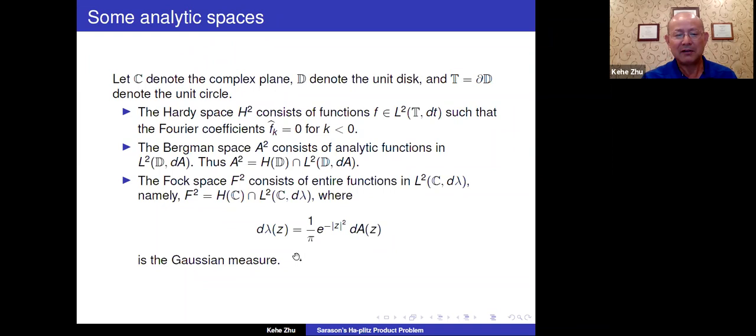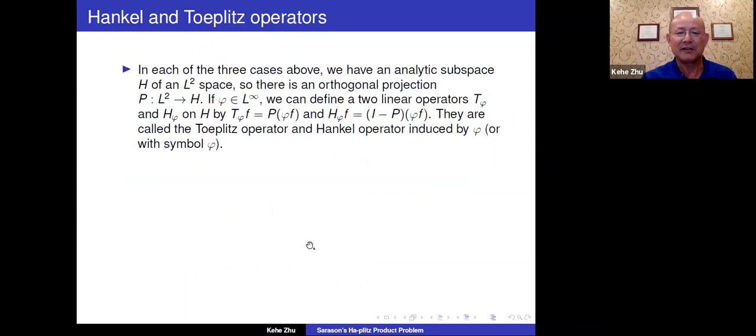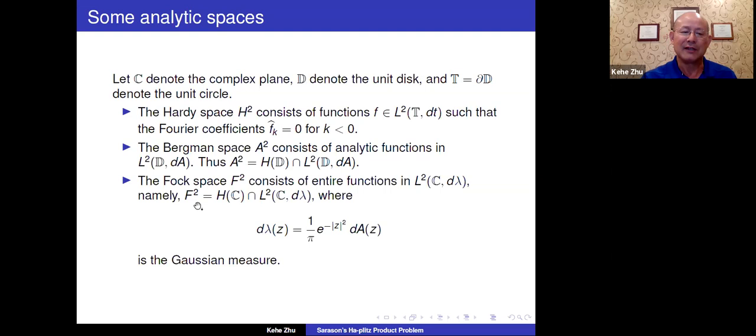It's a very small measure. When z goes to infinity, this weight function goes to zero very quickly. The 1 over pi, of course, is the normalizing constant. So you look at the L2 space of the complex plane with respect to the Gaussian measure, and then you take the intersection with the space of the entire functions, and then the result is the Fock space.